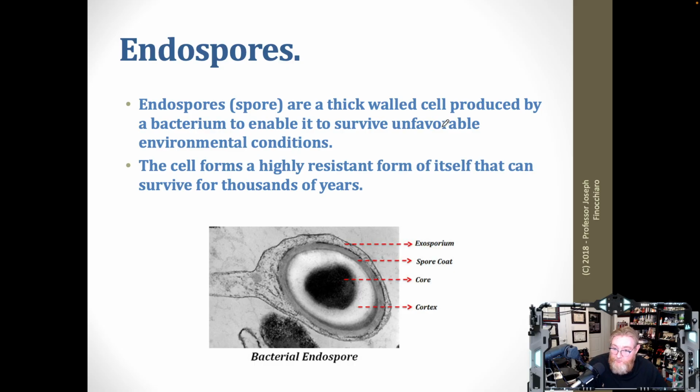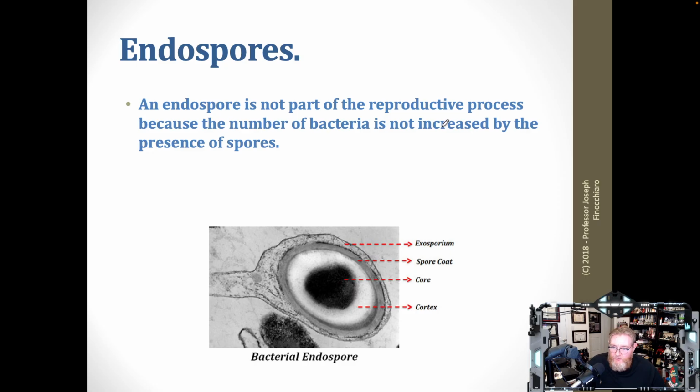Endospores, or spores, are a thick-walled cell produced by a bacterium to enable it to survive unfavorable environmental conditions. The cell forms a highly resistant form of itself that can survive for thousands of years. An endospore is not part of the reproductive process because the number of bacteria is not increased by the presence of spores. The spore is a single bacteria, and it is not reproducing, it is protecting itself.